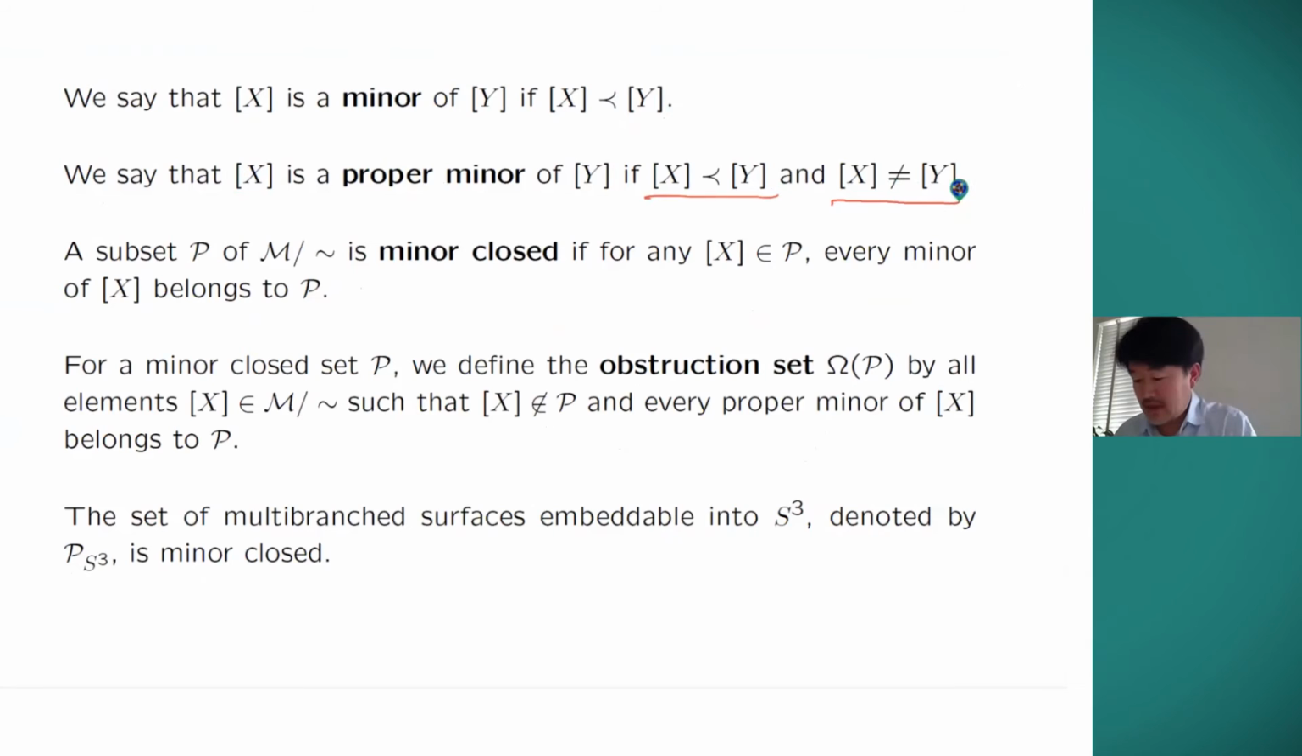A subset P is minor closed if for any X belonging to P, every minor of X belongs to P. And for a minor closed set P, we define the obstruction set omega P by all elements X such that X does not belong to P and every proper minor of X belongs to P. The set of multibranched surfaces embedded into the three sphere, denoted by PS3, is minor closed.